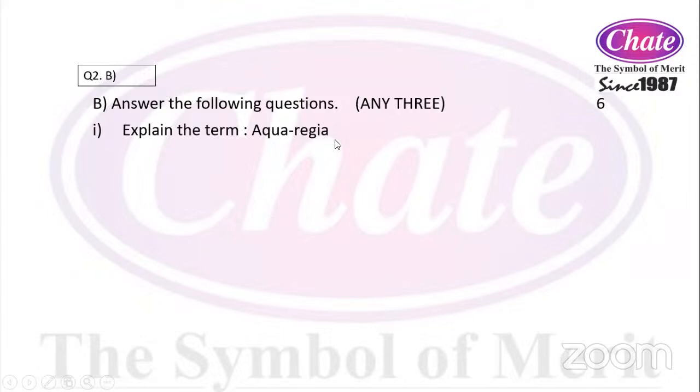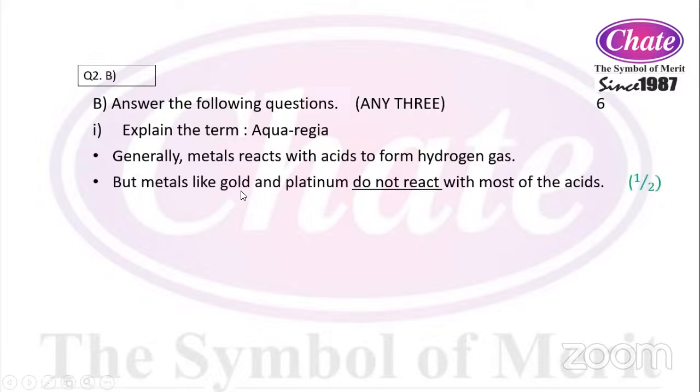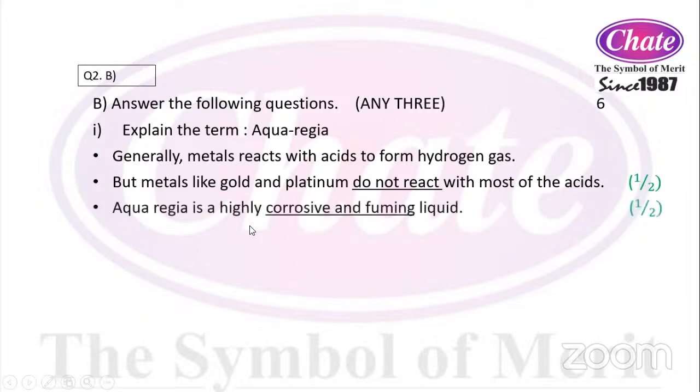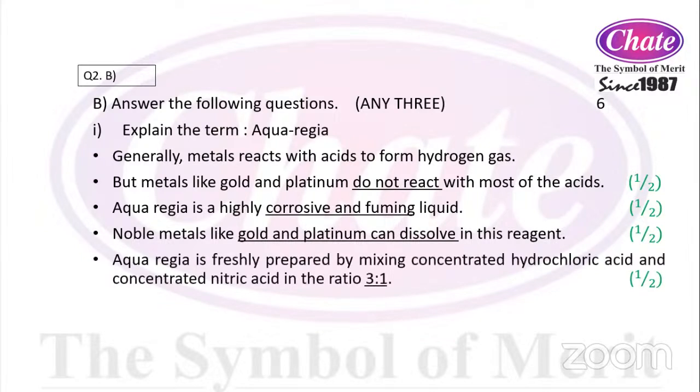Explain the term aqua regia. Now, we know that generally metals react with acid to form hydrogen gas. But there are metals like gold and platinum which do not react with most of the acids. That means we need some strong reagent which can react with metals like gold and platinum. So there is the aqua regia. Aqua regia is a highly corrosive and fuming liquid. Noble metals like gold and platinum can also dissolve in this reagent. Now, how is aqua regia prepared?